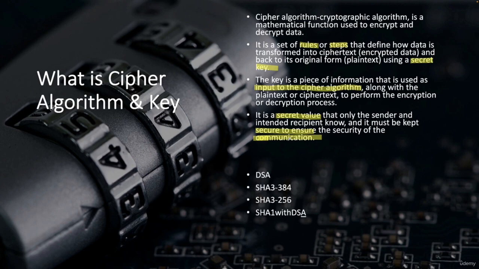Now you might ask, what are some examples? There are quite a few common examples of cipher algorithms: DSA, SHA-3 with 256, and SHA-1 with DSA. We will study some of these as well. But for the moment, what we need to understand is that when we are talking about cryptography, the two major elements or artifacts are a cipher algorithm, and the input that goes to the cipher algorithm, which is a key, right?